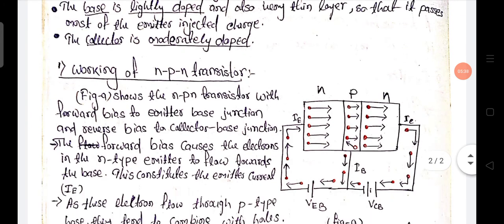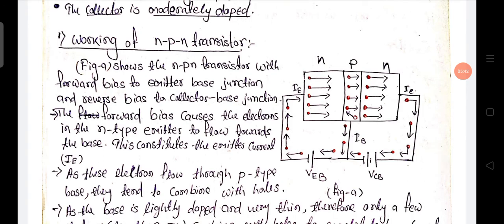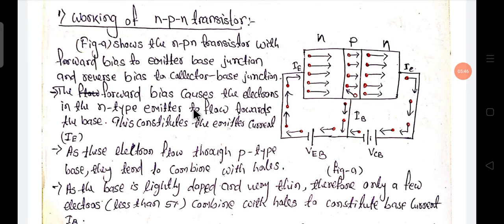Now see the working of an NPN transistor. The figure shows an NPN transistor with forward bias. Here you see the N side, the emitter side, is forward biased. Due to the forward bias, the majority carriers of the N side, which are electrons, are emitted as free electrons. The free electrons emitted from the N side try to flow towards the base.